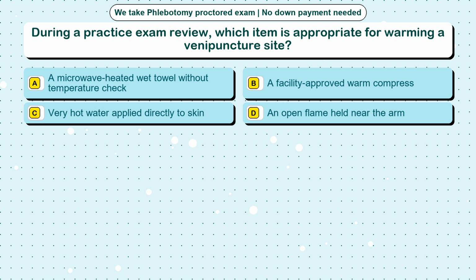Option A. A microwave-heated wet towel without temperature check. Option B. A facility-approved warm compress. Option C. Very hot water applied directly to skin. Option D. An open flame held near the arm.